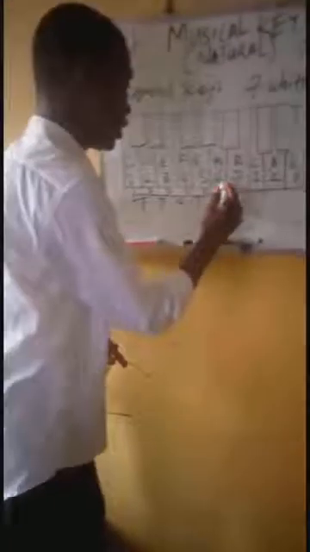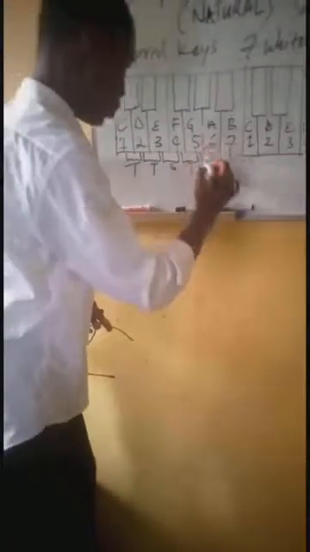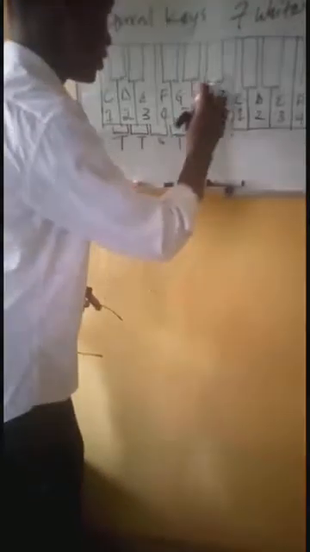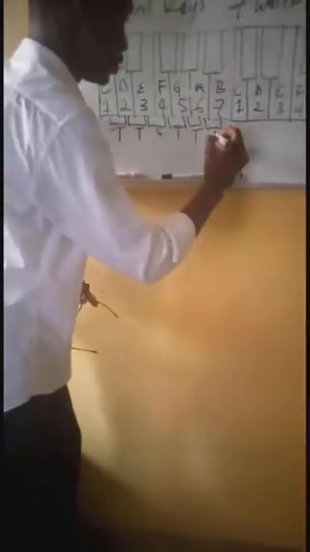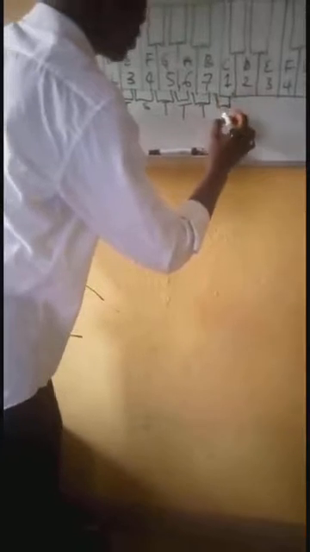From G to A, you have semitone, semitone. Two semitones make up one tone. From A to B, semitone, semitone, tone. Now from B to C, there's no black key in between. You have a semitone.